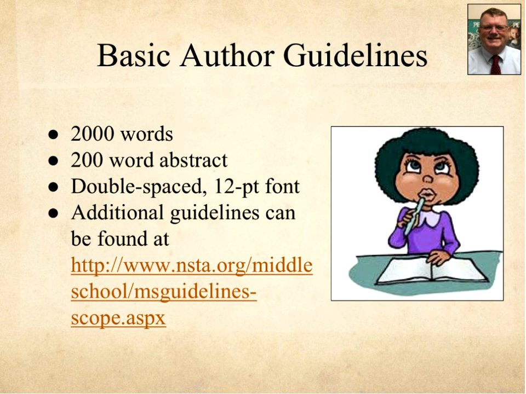So here are some basic author guidelines. 2,000 words, have an abstract ready, double space. There's no extra points for special fonts that are going to make it difficult for us to read. There's a link here to the guidelines in more detail, but if you don't want to write this down, you can also just go to the NSTA website and type in manuscript guidelines or author guidelines, and you'll get a link to the journal you want to find out more about.